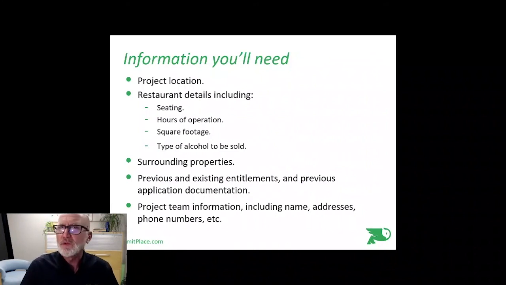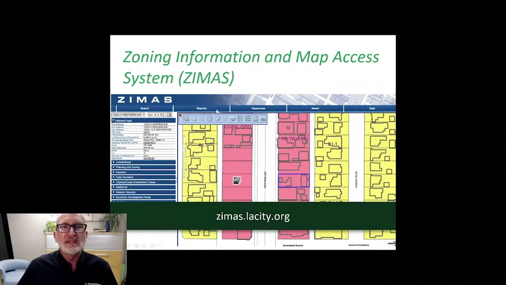Some other information you want to put in your application would be previous and existing entitlements, such as a previous CUB on your property, and any previous application documents that were included with that. Also, your whole project team's information: names, addresses, phone numbers, different people that are going to be a part of the organization.